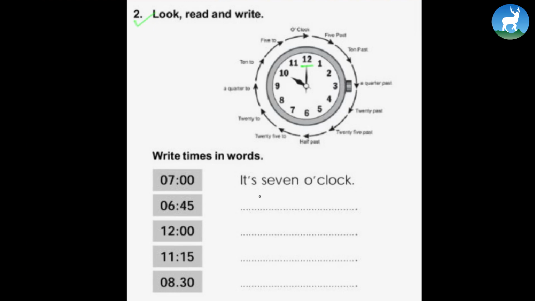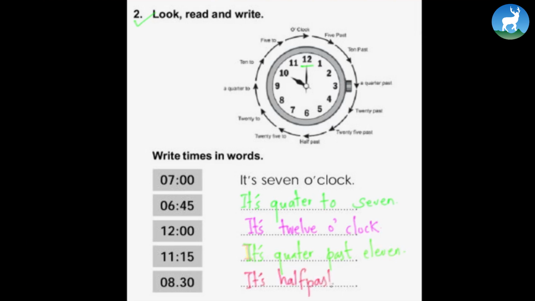Okay, let's write these times in words now. The first one is done for you. 7, so you say 7 o'clock because it's exactly the hour. Now 6:45. If it's 6:45, you say it's quarter to 7. That's how you say it. 12 o'clock. So you can say 12 o'clock, or you can even say it's midday. 11:15. So you can say it's quarter past 11. 8:30. So 8:30, it's half past 8.